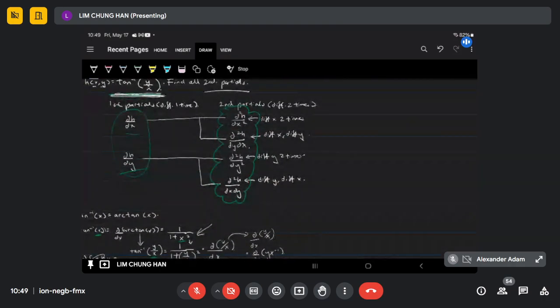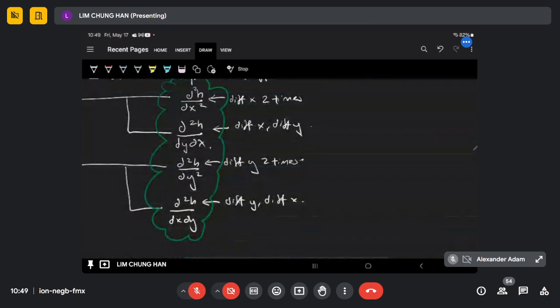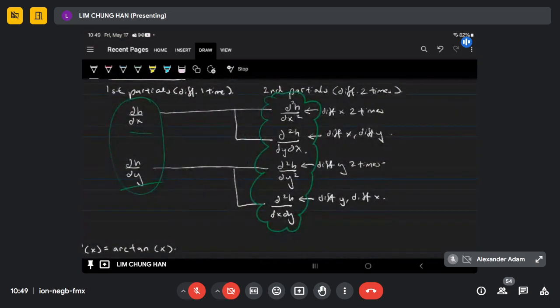Find all of this. I've only done the red one for you. You have to do this, and this as well, so that you can look for the other two. Okay, do this on your own. Could be a test question, you never know.